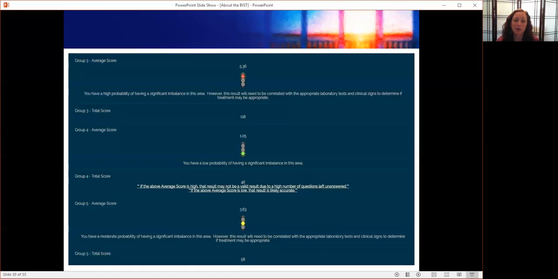So here's an example of what it might look like for a patient. For group 3, their average score, this person has a high probability of having a significant imbalance. You can see their little red light here. Group 4, the average score, they have a low probability. There's a nice little green light here. Don't have to worry about that there. Group 5 average score is right here in the yellow zone, so there's a moderate probability. And if you'll notice here under group 4, it says that if the above average score is high, it may not be valid due to a high number of questions left unanswered. That's something we're going to talk about in a minute, our validity score, which is a really important feature of this test.